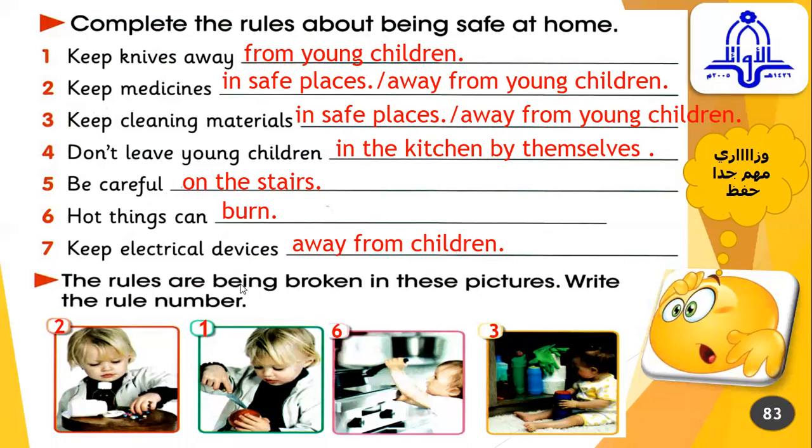Now the rules are being broken in these pictures. Write the rule number. The rules, القوانين قد كسرت, are being broken in these pictures, في هذه الصور. Write the rule number. This picture belongs to rule 2. Honey, rule 2, he said keep medicines in safe places or keep medicines away from young children. But here the boy is playing with medicine. يعني هوني الطفل يلعب بالأدوية. So this rule is broken. هذا القانون الثاني, rule 2, is broken.